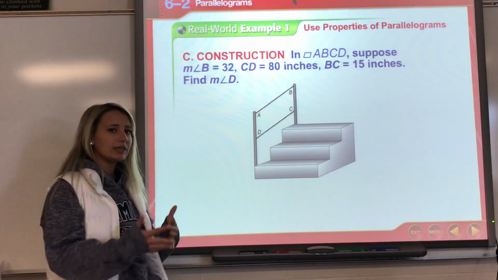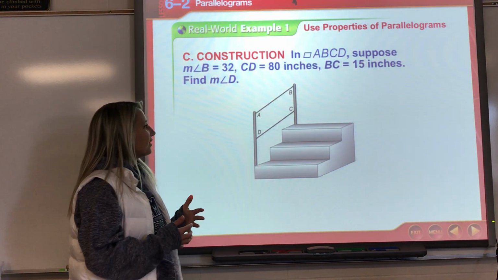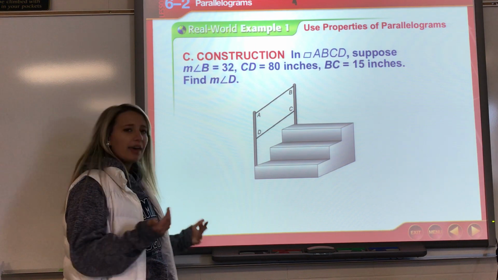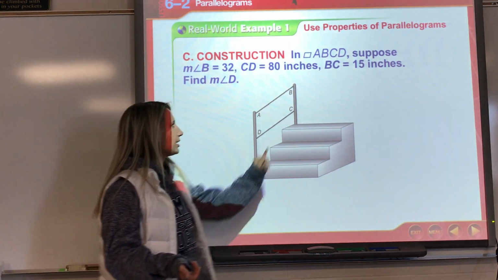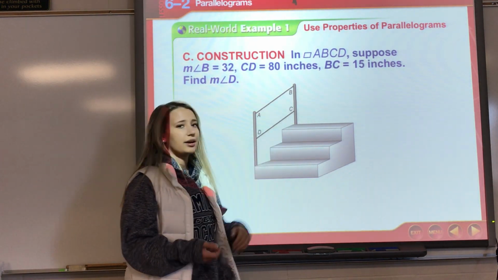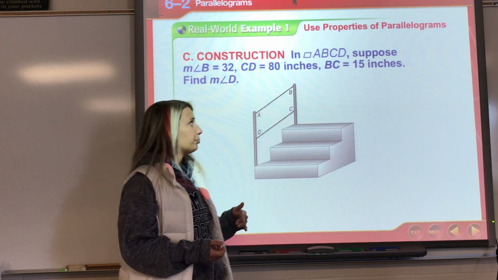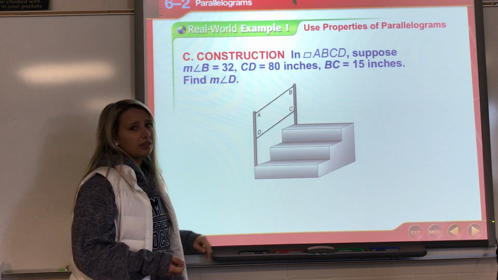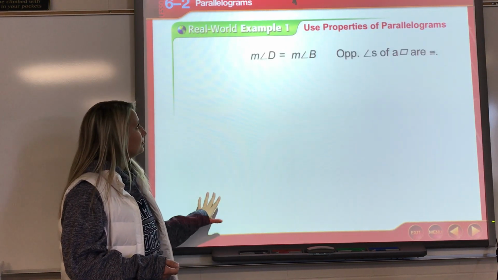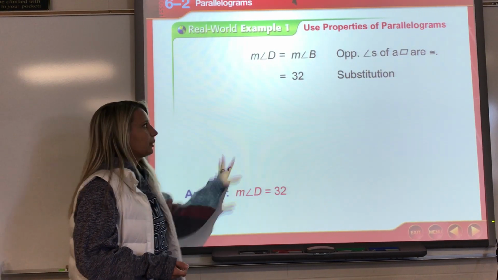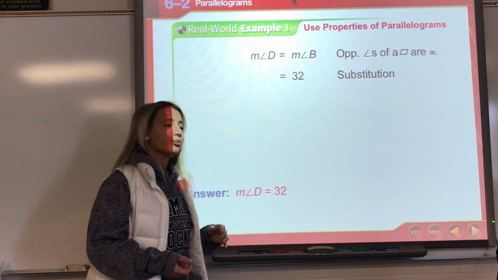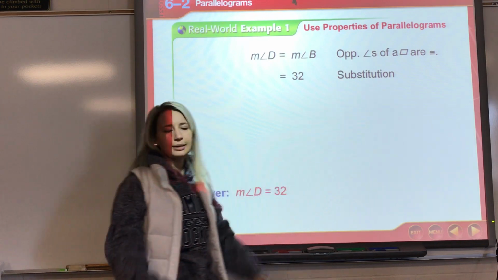Okay, same diagram, one last example. Now we have to find the measure of angle D. And this one's kind of easier than the last one because we know that the opposite angles are congruent. So if the measure of angle B is 32, then the measure of angle D also will be. So here we got a really short two-column proof, giving a statement, giving a reason.